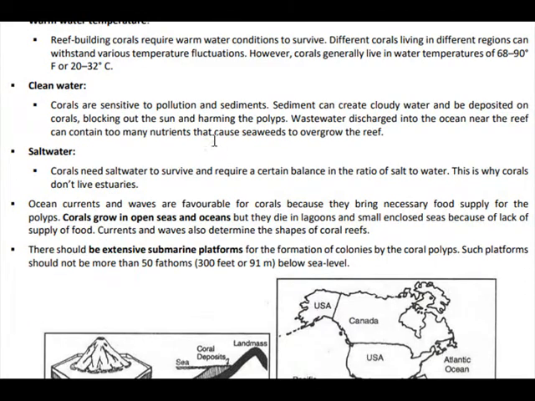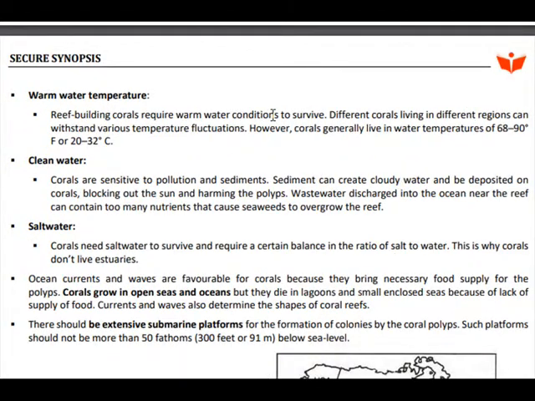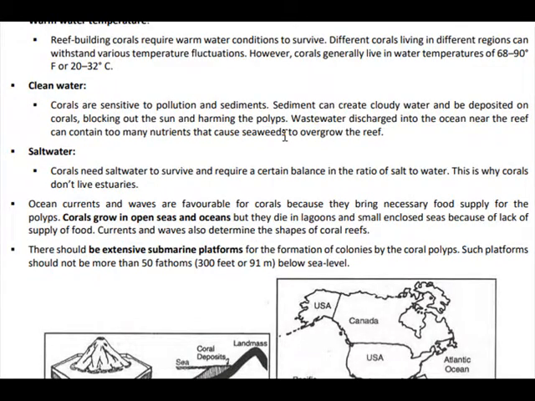Warm water temperature. Reef-building corals require warm water conditions to survive. Different corals living in different regions can withstand various temperature fluctuations. However, corals generally live in water temperatures of 68 to 90 degrees F, or 20 to 32 degrees C.